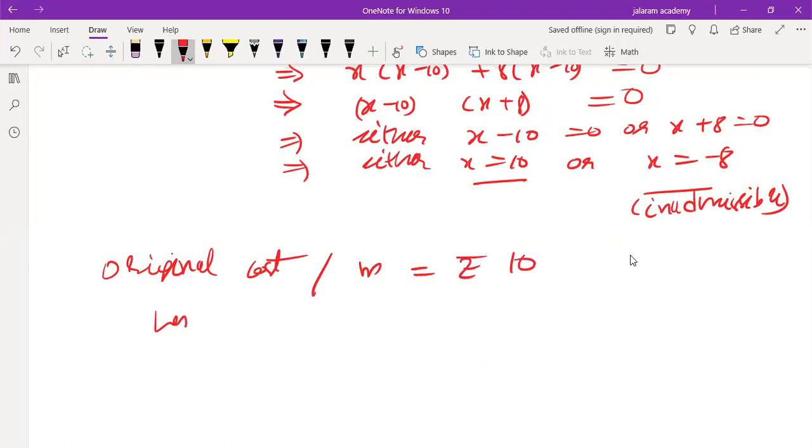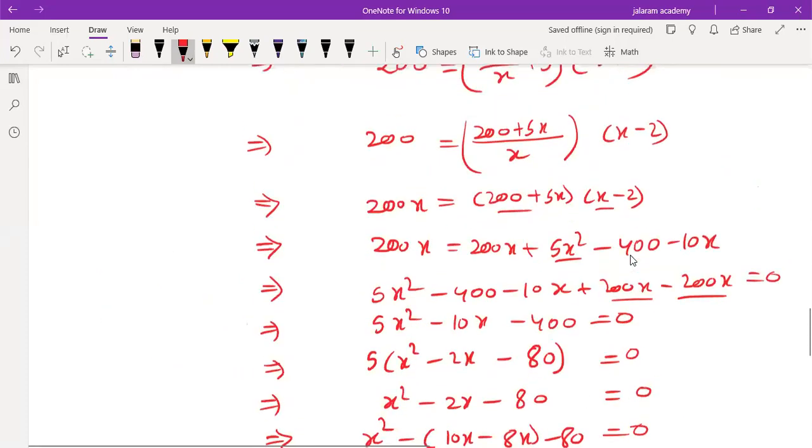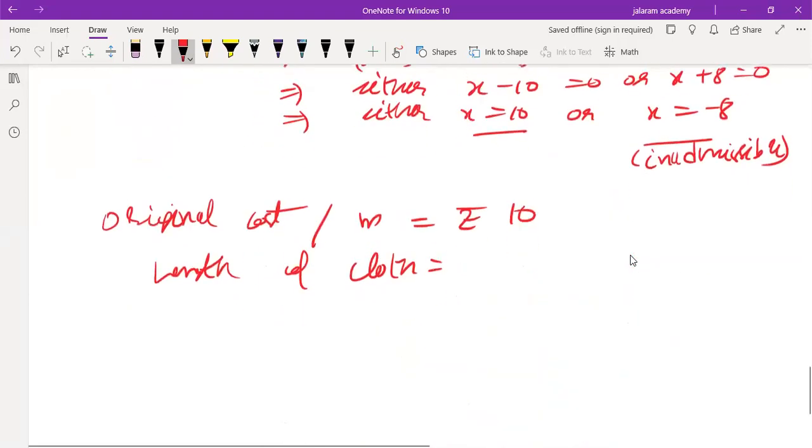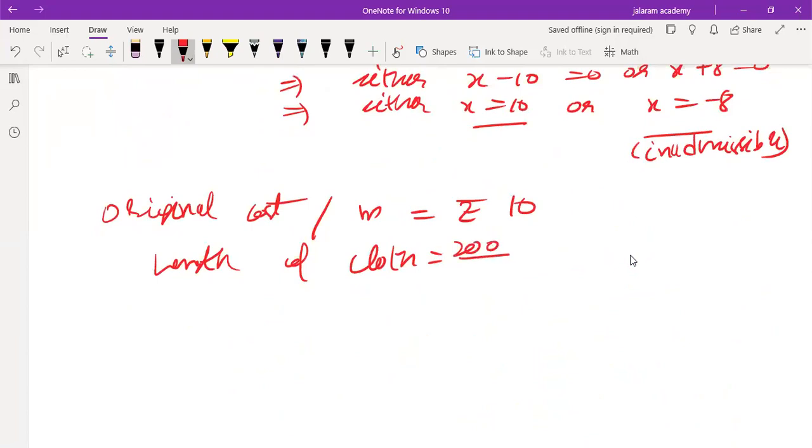And total length of the cloth, we have to find. Total length of the cloth originally was 200 by X, we have assumed. So 200 by X, in place of X we use 10. So 200 by 10 it is 20 meter.